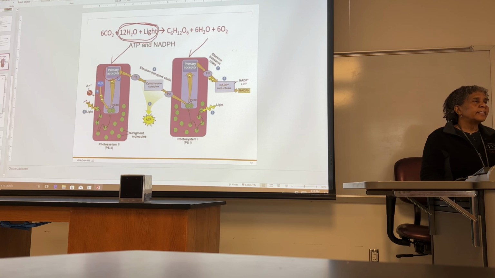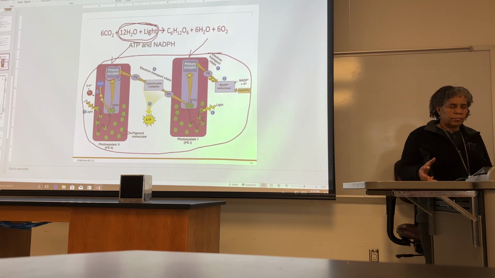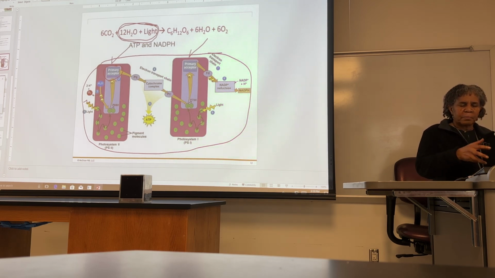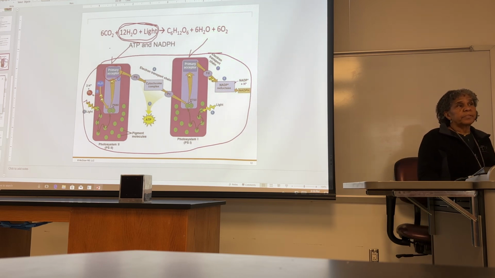Let me back up and make one statement before I go any further. This happens in the thylakoids. This happens in the membrane of the thylakoid. The thylakoids are these sacs, and they're present in the chloroplast, and the chloroplasts are in the mesophyll cells, and the mesophyll cells are in the leaves. So 99% of photosynthesis does happen in the leaves. There's a little bit of it happening somewhere else, but I'm not gonna talk about that.